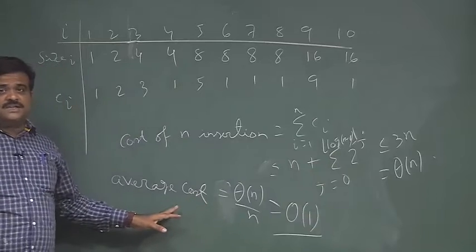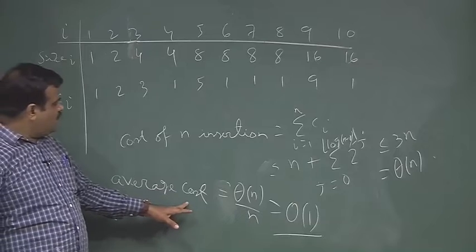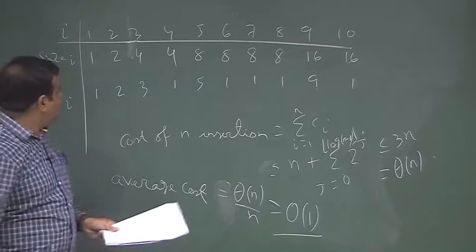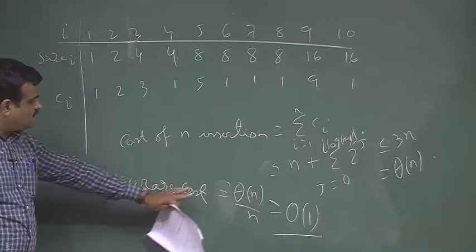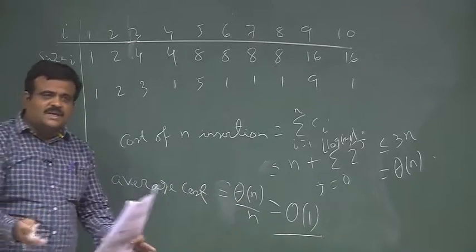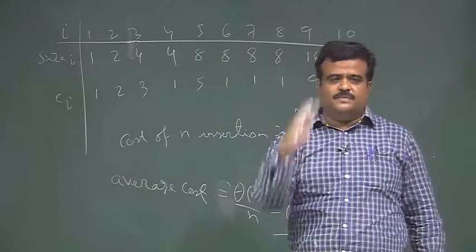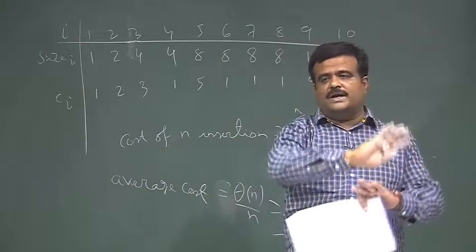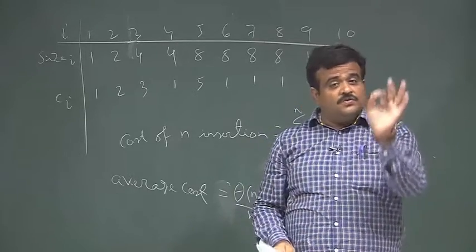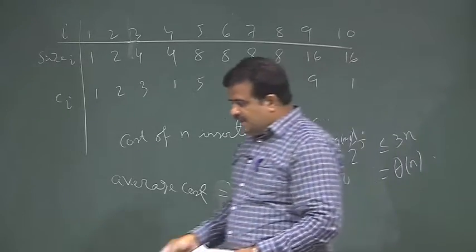This is not probabilistic analysis; there is no probability here. This is the exact analysis we did. So to insert one item, the average cost is theta of 1, because in most cases it is theta of 1, but in some cases we need to spend more time because we have to copy the whole previous table to the new table. That costs more, but that is for a few i's, not for all i. That is the amortized analysis.